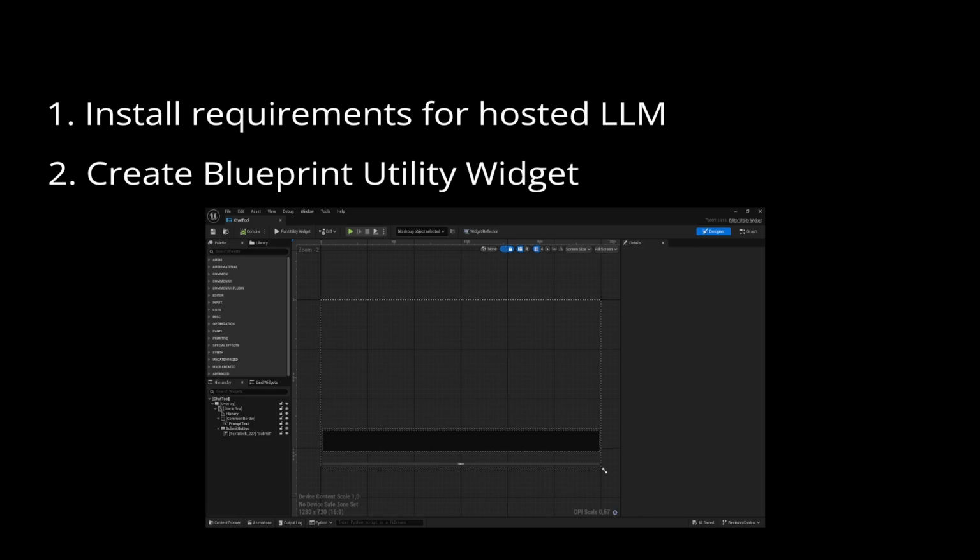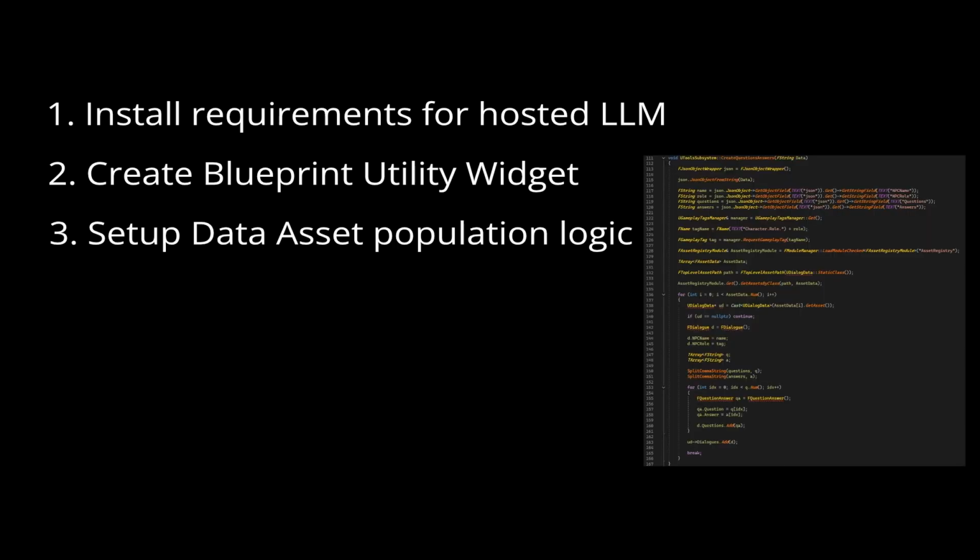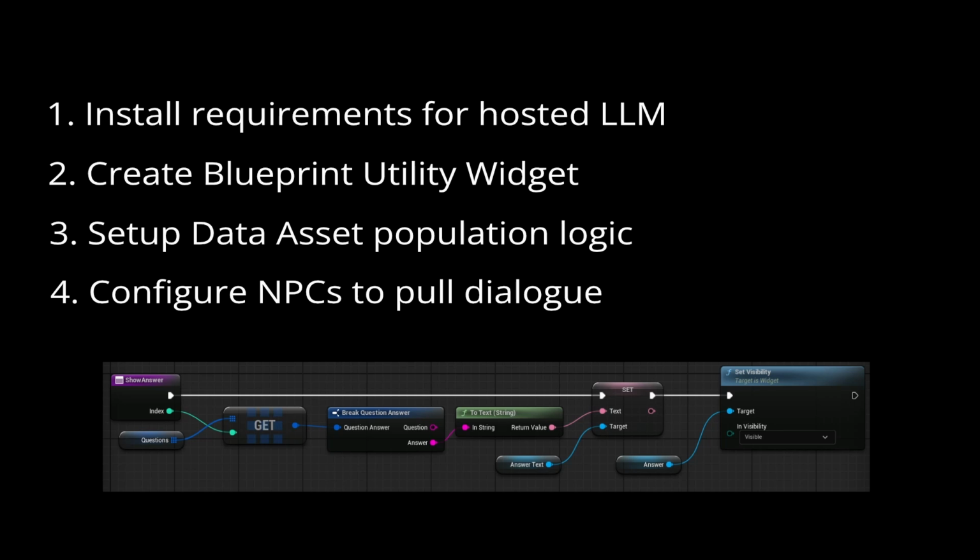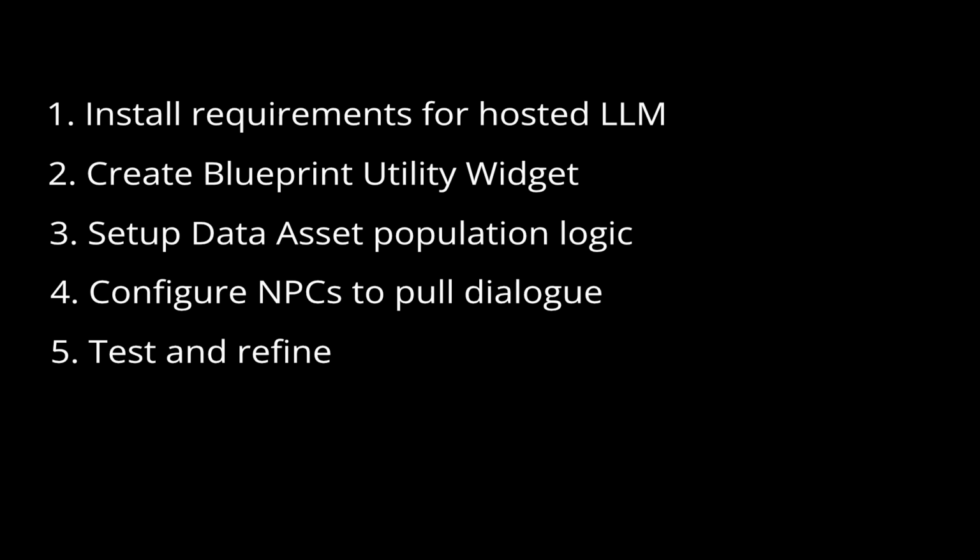Here is a quick step-by-step. First, install any necessary AI plugins or external APIs if you're hosting an LLM. Create a blueprint utility widget that connects to your AI model. Set up logic to populate a custom data asset with AI-generated questions and responses. Configure your NPCs to pull dialogue from the populated data asset at runtime. Finally, test and refine. Adjust response rules to keep dialogue coherent and within your game's style.